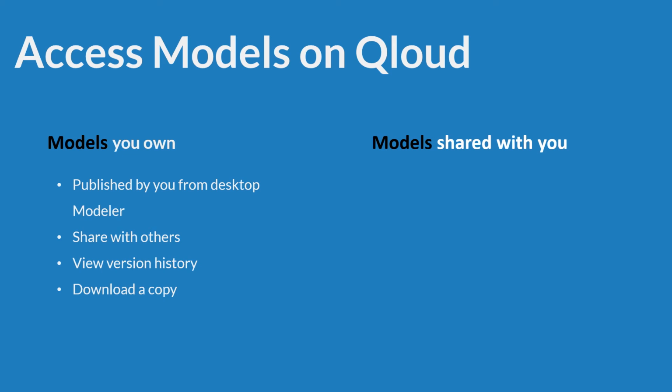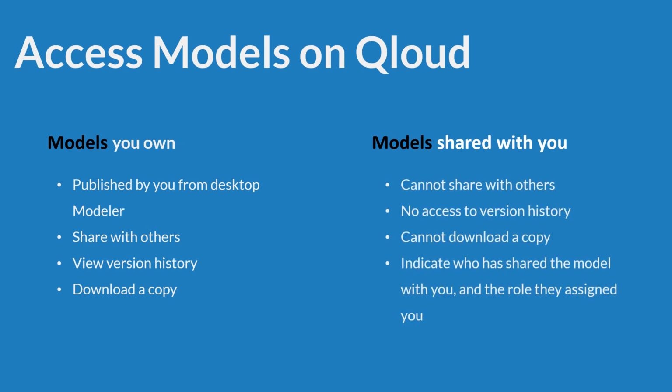Models you own will have the option to view version history, download a copy, and even rename the model from Qloud. If a model has been shared with you, you won't be able to share it with others. Only the model owner can do that. You won't have the ability to view the version history or download a copy, or rename the model. You can always expand the model details and see who the model owner is. Quantrix will display their username and the role they assign to you.